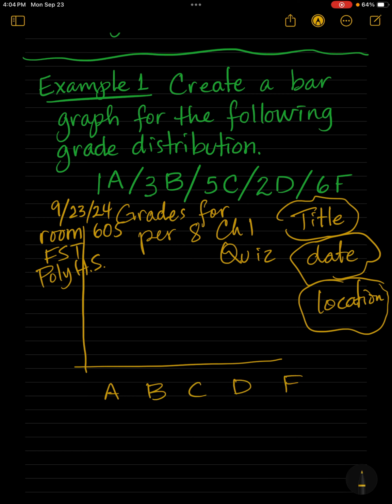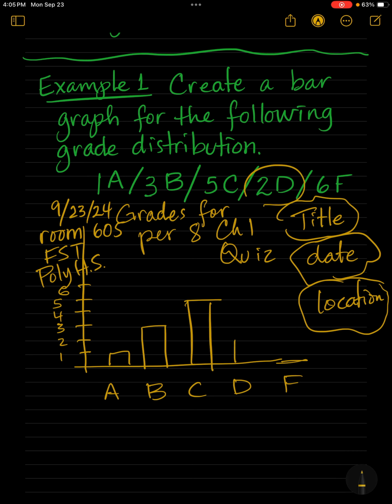Then we want to list the grades and maybe the number of students, 1, 2, 3, 4, 5, and 6. This is getting a little crowded, but I think you get the understanding. So 1 A, we'd go up to 3 and do our B column. C, we'd go up to 5. D's, we have 2 D's. And 6 F's. Okay, just trying to keep it a little realistic.